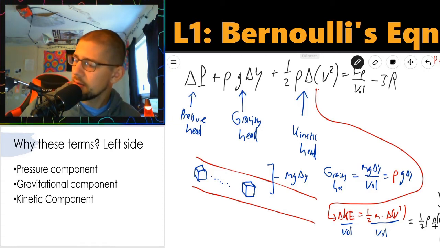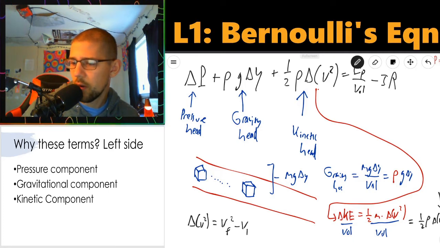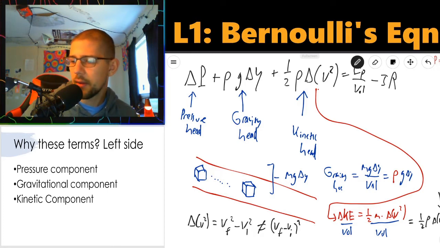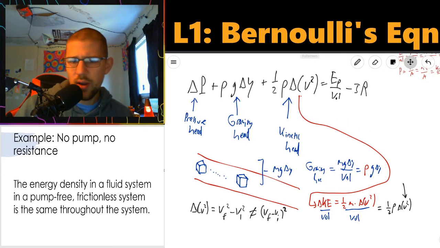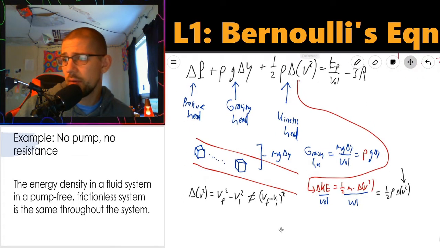Notice it's delta of quantity v squared. So that means that if I have a v final and a v initial, delta of v squared is v final squared minus v initial squared. It is not v final minus v initial, squared. Common mistake. Be careful. Okay, so now I want to move on to a short little example that hopefully demonstrates how we might use this equation.